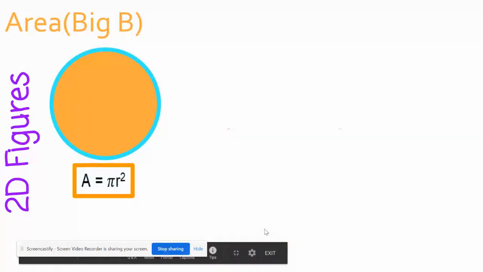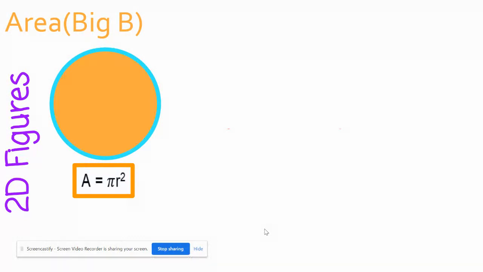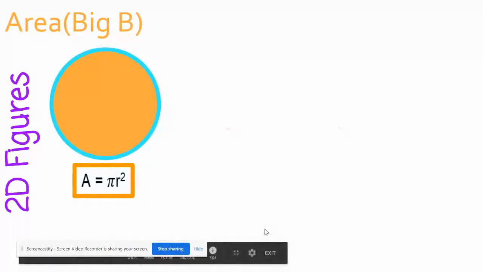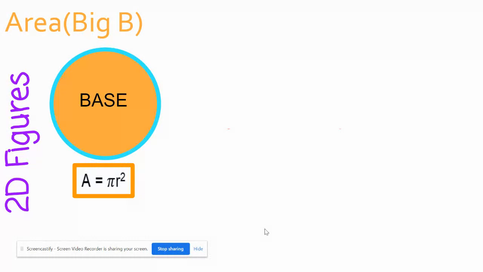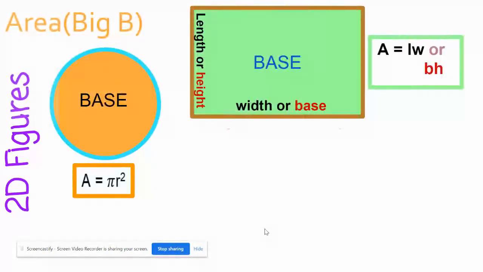Now, this past week, we've talked about big B, which we find for the area when we have a circular base, and we use the formula pi r squared. Now we're going to introduce using a rectangular base. And to find big B with a rectangular base, we're going to multiply length times width, or some of you may know it as base times height.